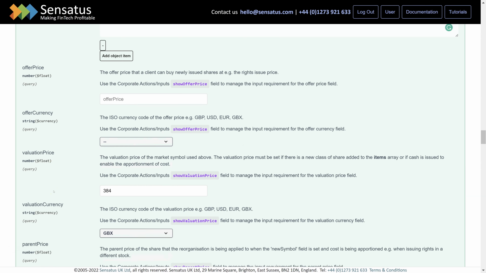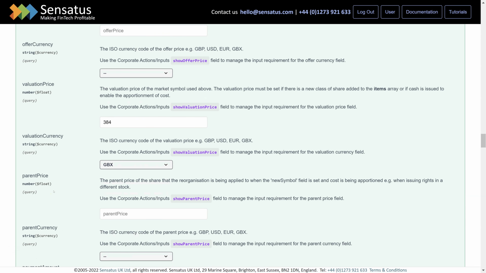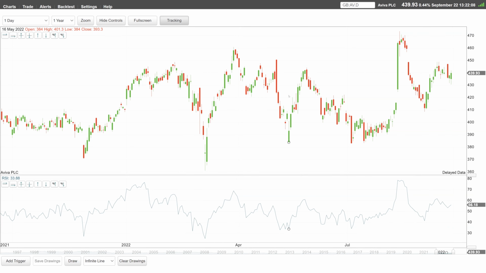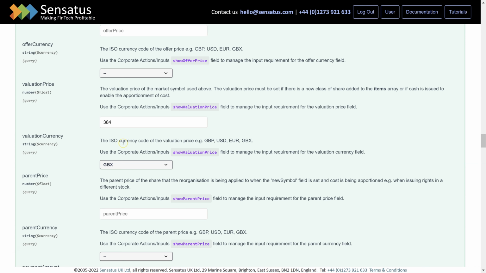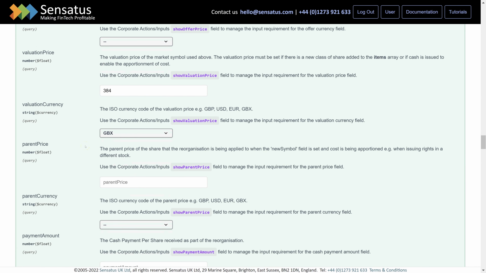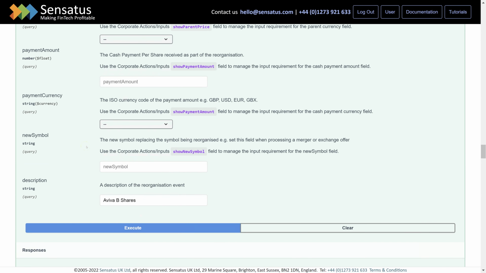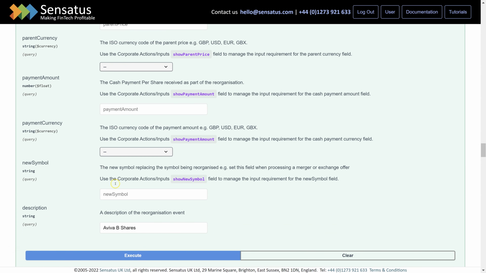Set the Aviva valuation price and currency to the opening price at 8 a.m. on the 16th of May 2022, which was 384 pence. This is required to calculate the apportionment of costs to the B shares. A description has been added, with the remaining fields set to their default value.